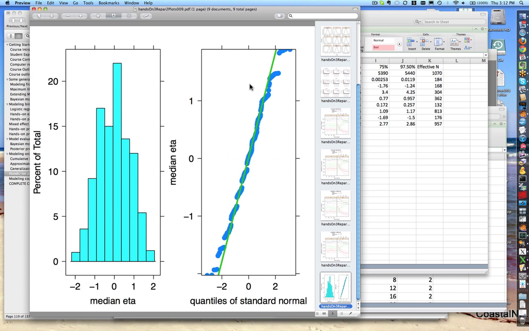Also taking a look at our assumption that the random effect is normally distributed here. I'm just doing a simple histogram on the left and then a QQ plot which compares with the standard normal on the right, and things are looking pretty clean in this particular case. That was all the plots I did on this.